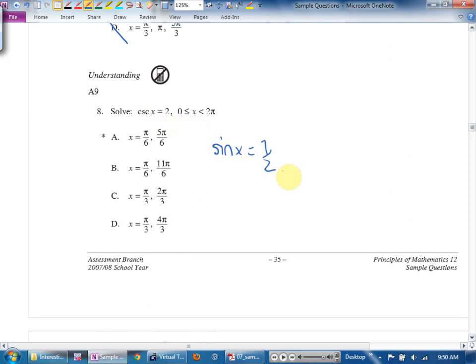Sine is positive there and there. This one's wrong for sure because 11 pi by 6 is down there. This one's wrong for sure because 4 pi by 3 is down there. In fact, you know what? All I need to do is find out whether the reference angle is pi by 6 or pi by 3, and I'm going to quit. Right?